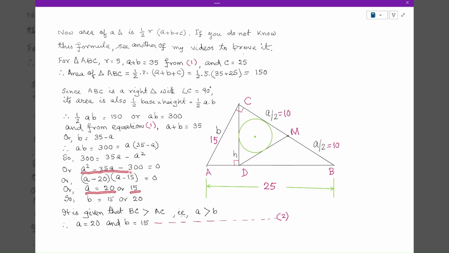This is a quadratic equation in a, so it will give two values for a, 20 and 15. Similarly, b has to be 15 or 20, because a and b multiplied together has to give 300. So 20 into 15 is 300, and 15 into 20 is also 300. However, it is given that BC is greater than AC, or a is greater than b. Hence, a has to be 20 and b has to be 15.